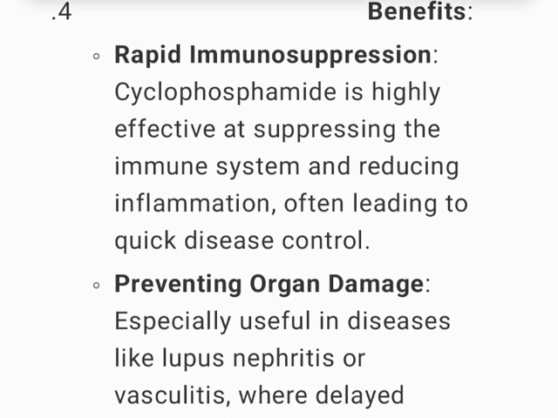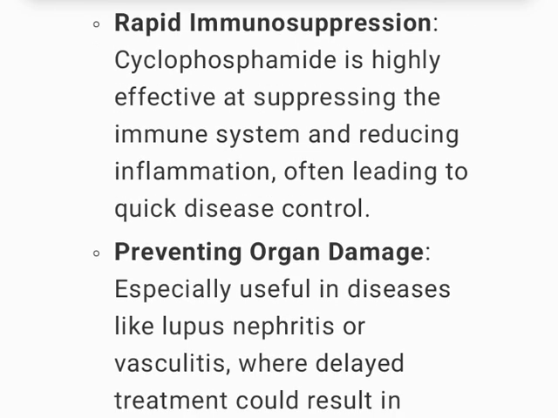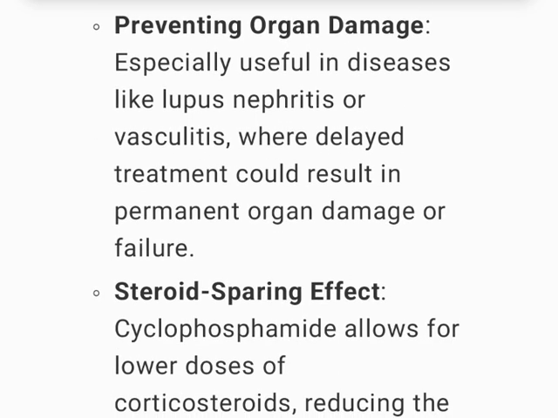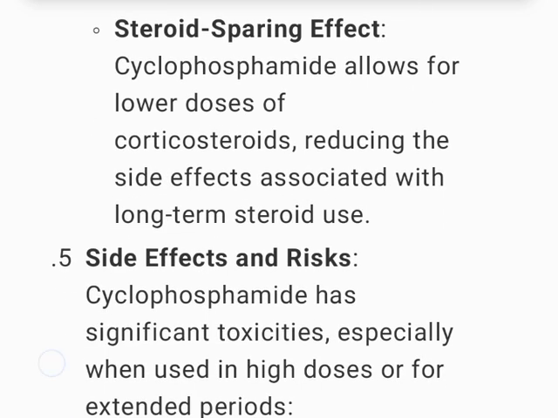4. Benefits. Rapid immunosuppression. Cyclophosphamide is highly effective at suppressing the immune system and reducing inflammation, often leading to quick disease control. Preventing organ damage, especially useful in diseases like lupus nephritis or vasculitis, where delayed treatment could result in permanent organ damage or failure. Steroid-sparing effect. Cyclophosphamide allows for lower doses of corticosteroids, reducing the side effects associated with long-term steroid use.